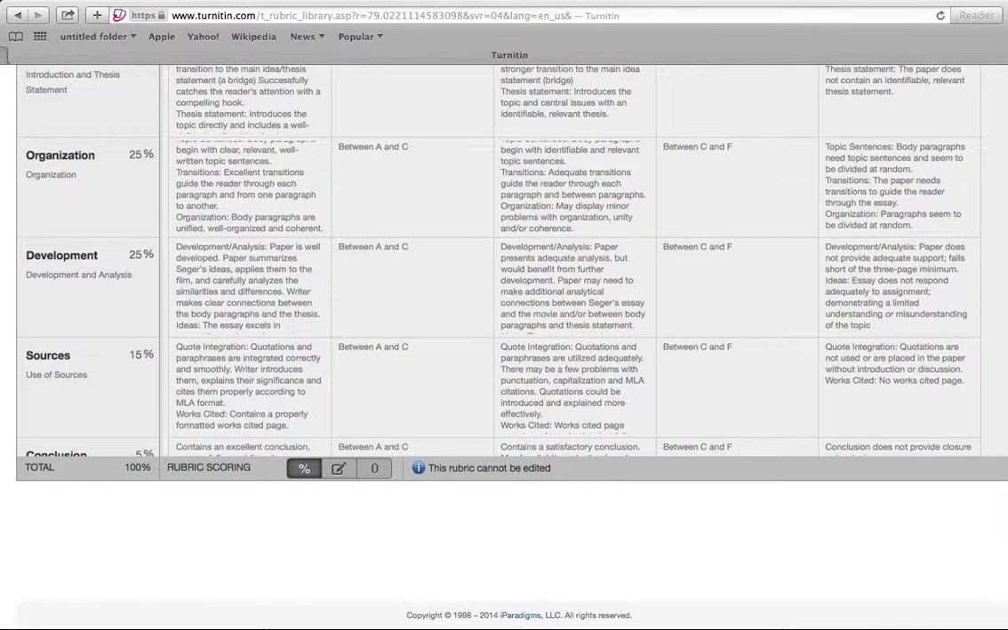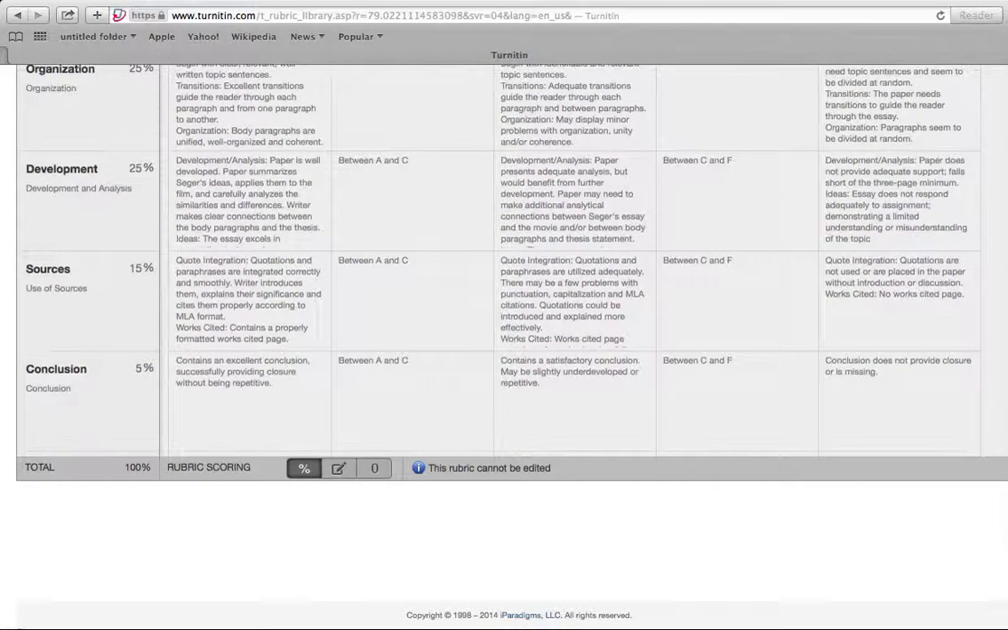Sources is the next criteria, and this was looking at how well you integrated quotes and paraphrases. One thing I want to make sure everyone is very careful about is either you've got to choose a path. You either need to quote something word for word, exactly, in quotation marks, or if you're going to paraphrase it, that means you've totally reworded it.